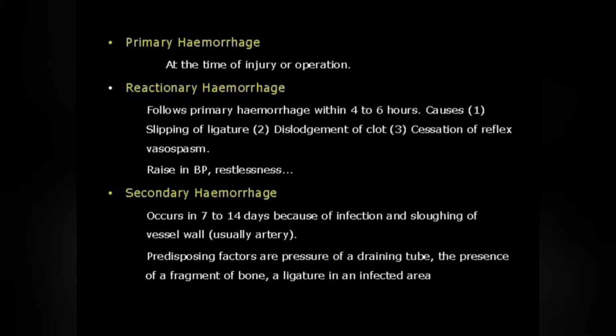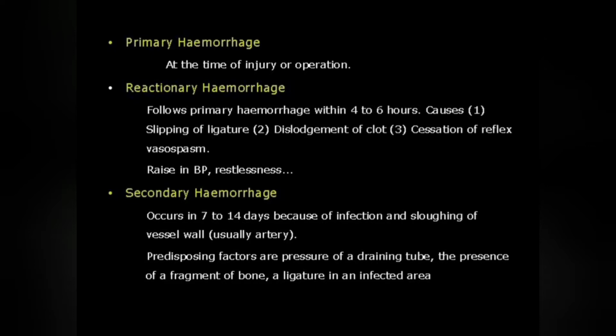So the discussion part. Primary hemorrhage is hemorrhage at the time of injury or operation. Reactionary hemorrhage is after 4 to 6 hours, or you can say within 24 hours, if there is any hemorrhage. What are the causes of reactionary hemorrhage? Slipping of ligature, dislodgement of clot, cessation of reflex vasospasm, rise in blood pressure, restlessness. So here it is written within 4 to 6 hours, but other references also say within 24 hours, you can say that is reactionary hemorrhage.